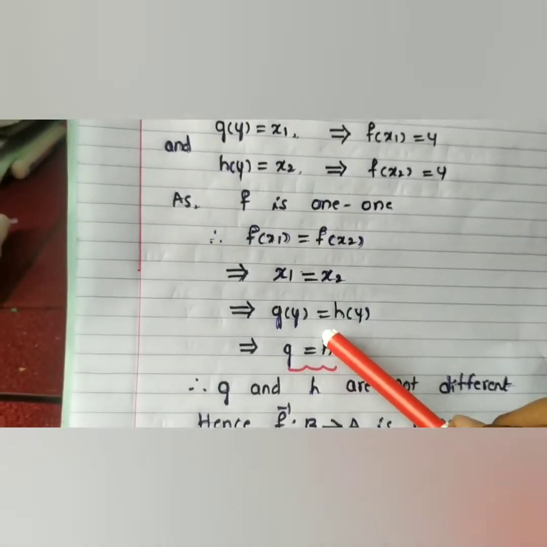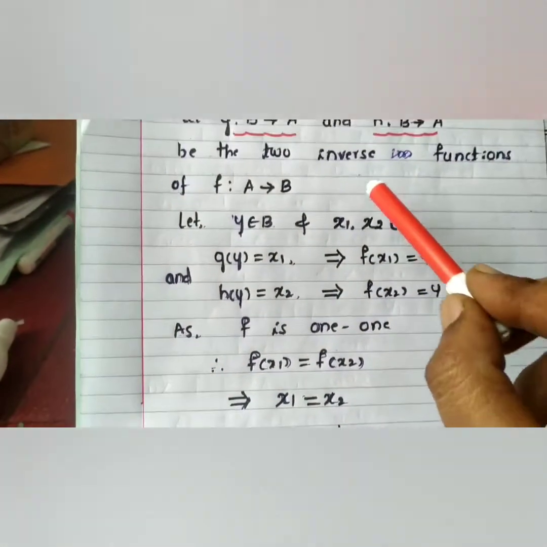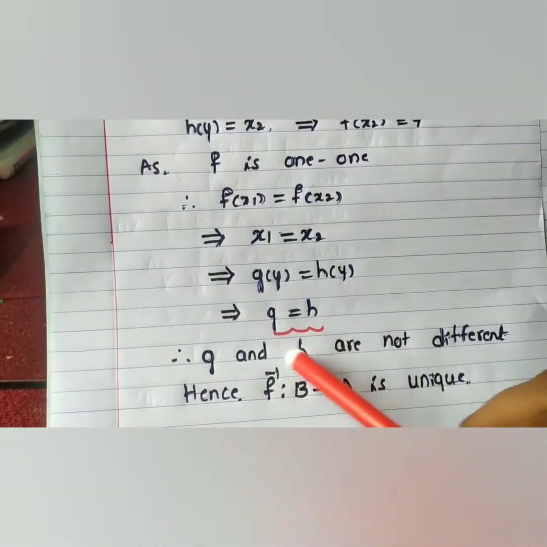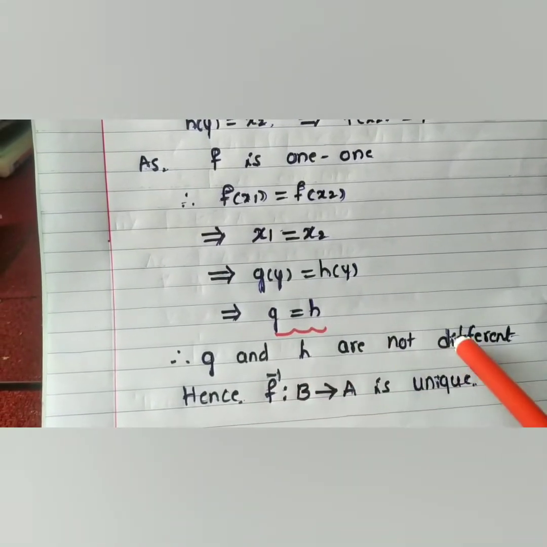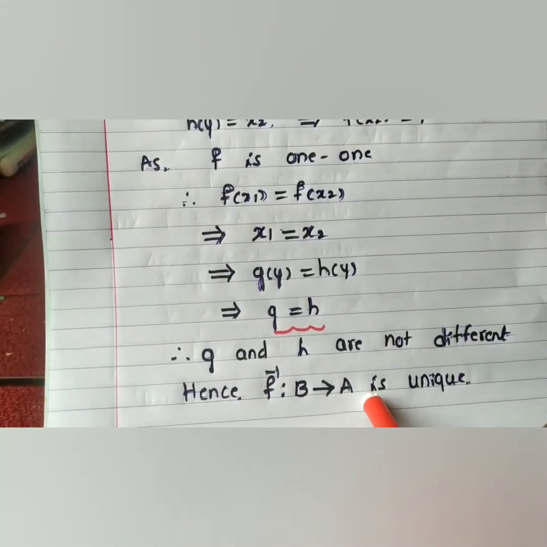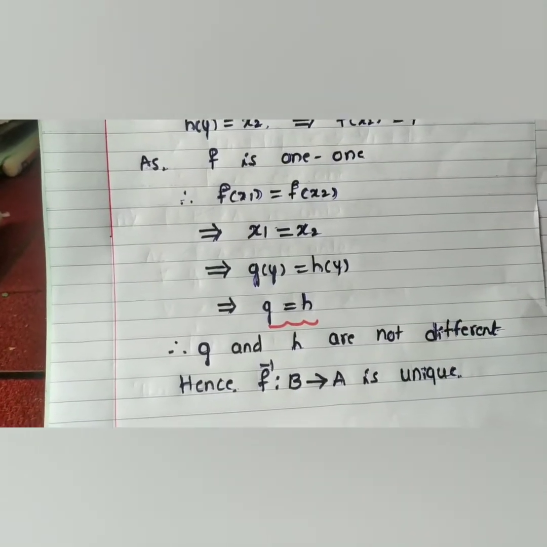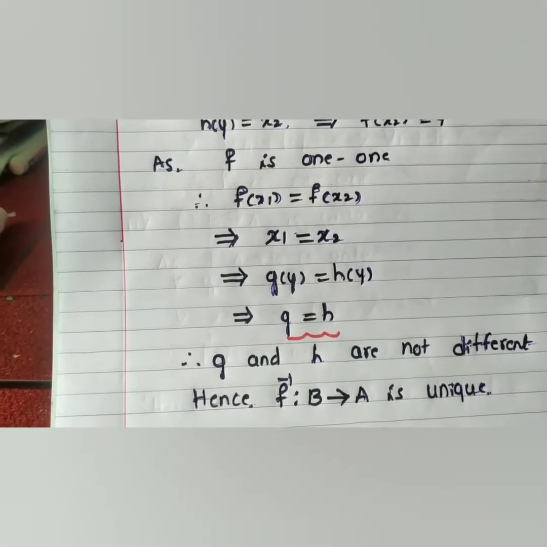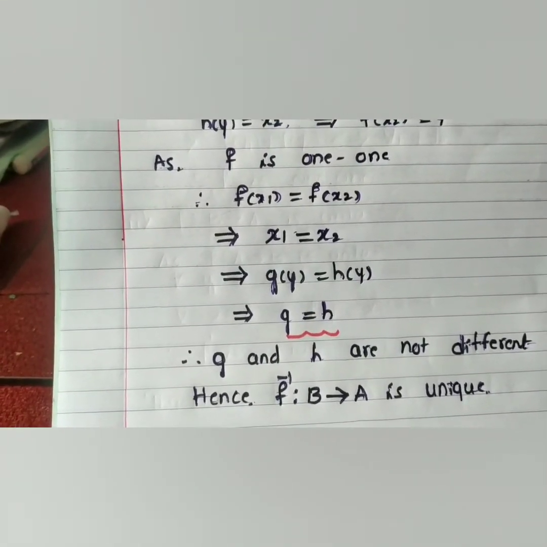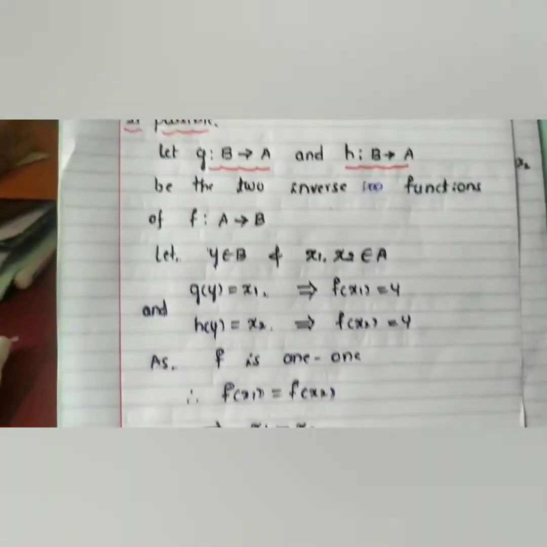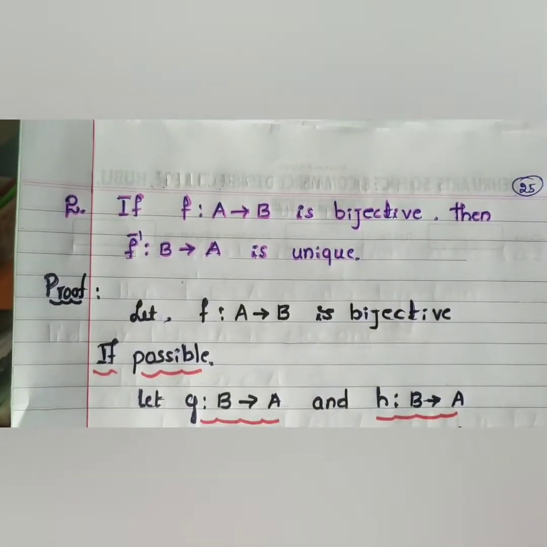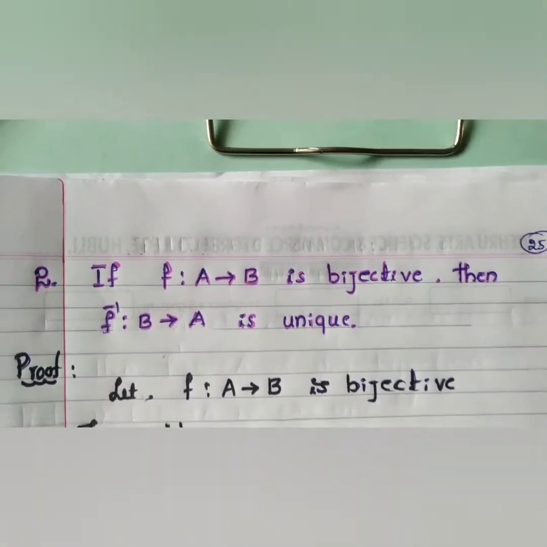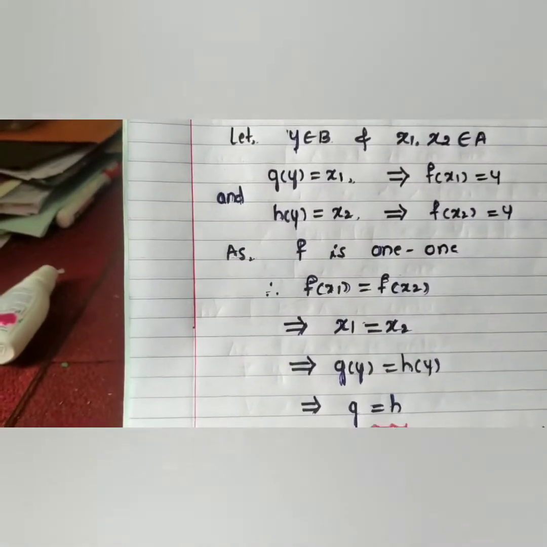We took g and h as different inverse functions of f, but here I get that g and h are not different, they are equal. Therefore, g and h are not different. Hence, f inverse from B to A is unique. That means we took more than one inverse function of f from A to B, but the definition shows that they are not different, they are equal. So if f from A to B is bijective, then f inverse from B to A is also unique. Okay, so this is the theorem and proof.